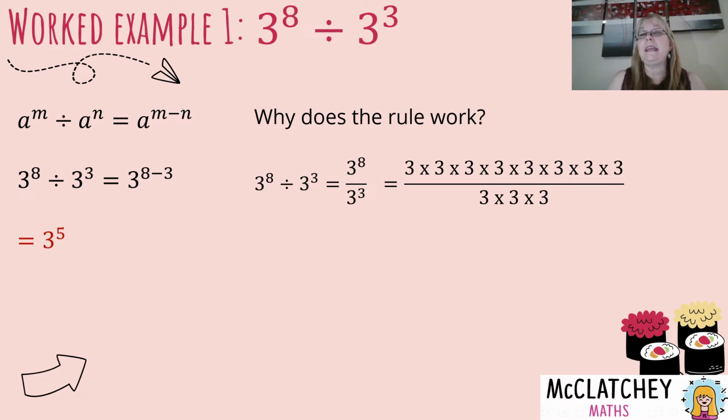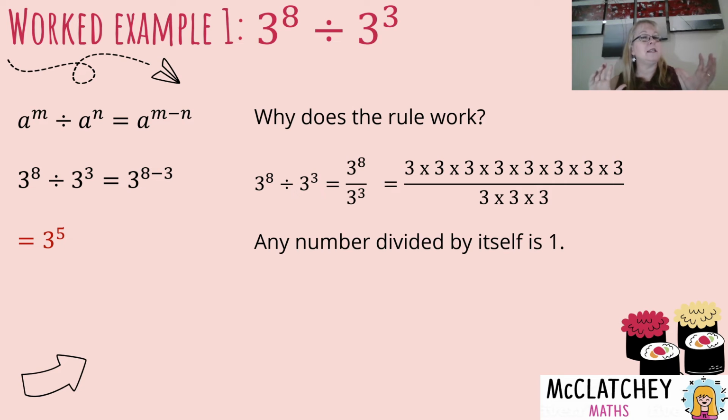Now we know that anything divided by itself is equal to 1. This is one of those ones that a lot of students get confused. They think that 100 divided by 100 is 0, or 10 divided by 10 is 0. It's not. Anything divided by itself is always the number 1.